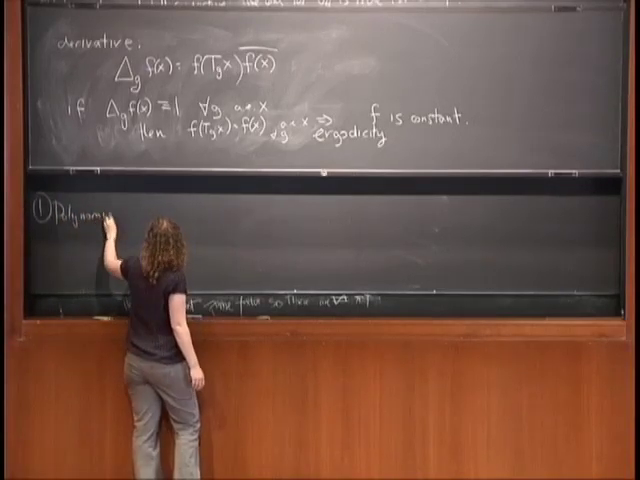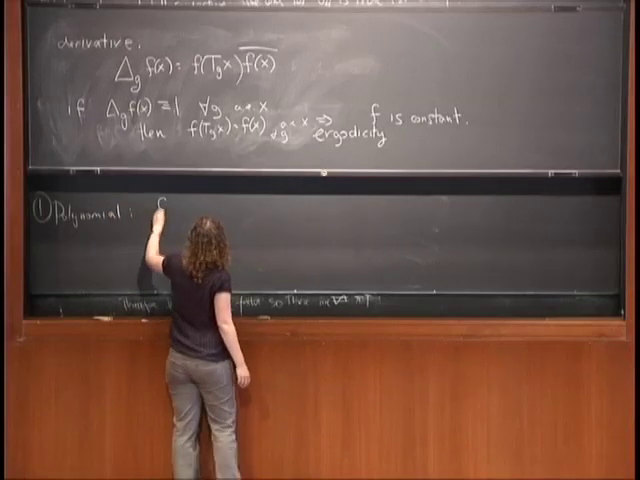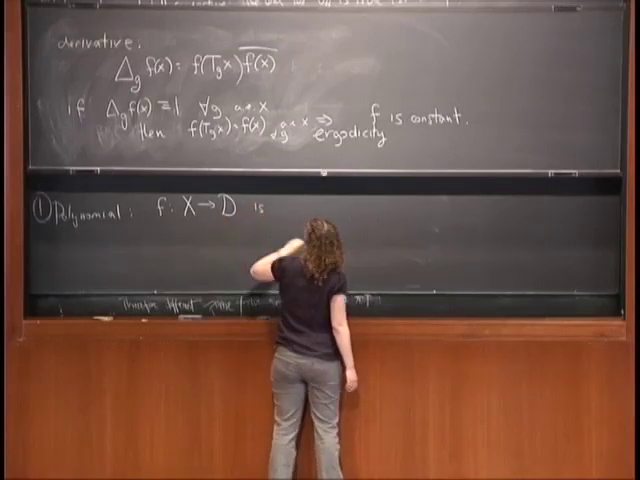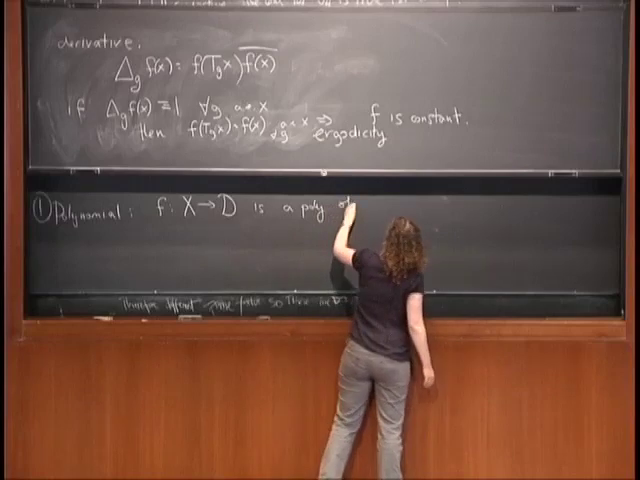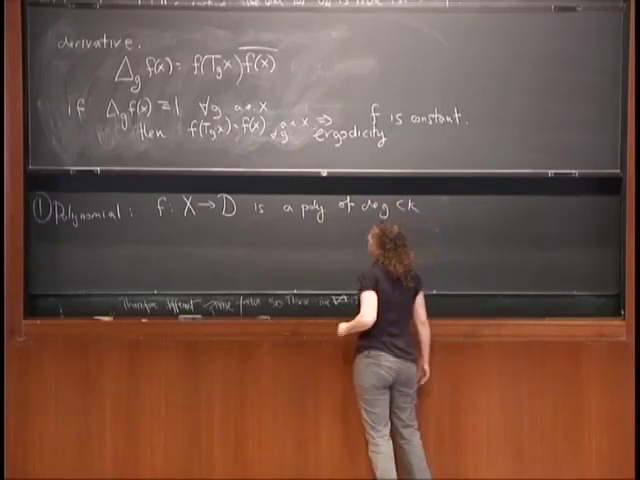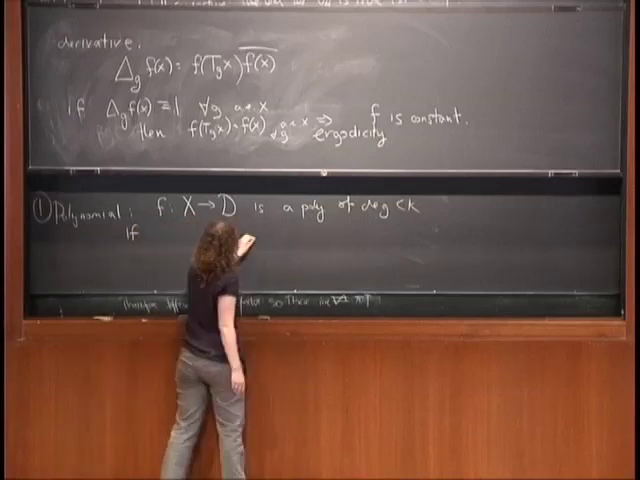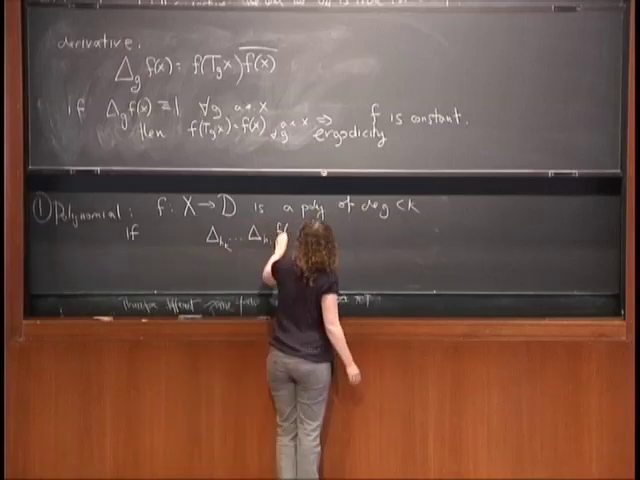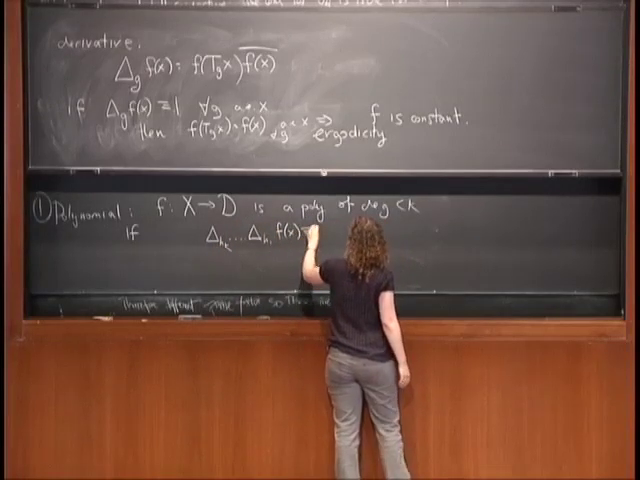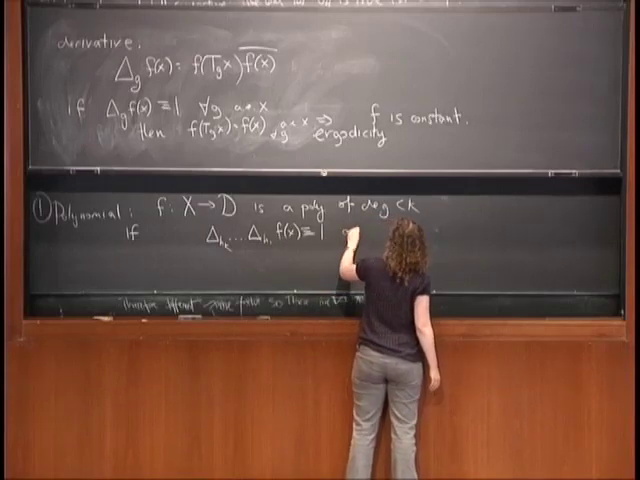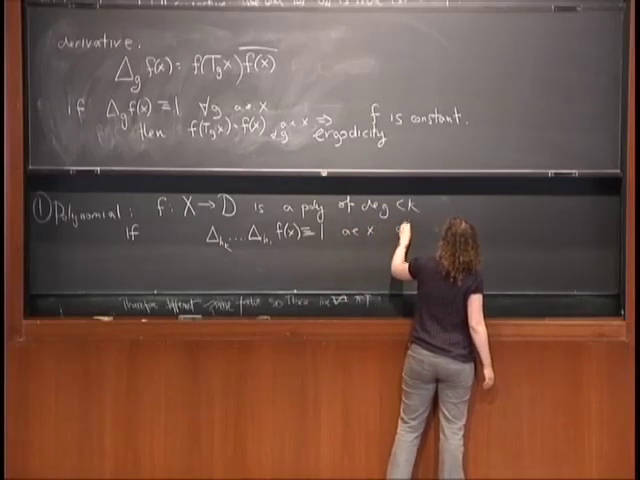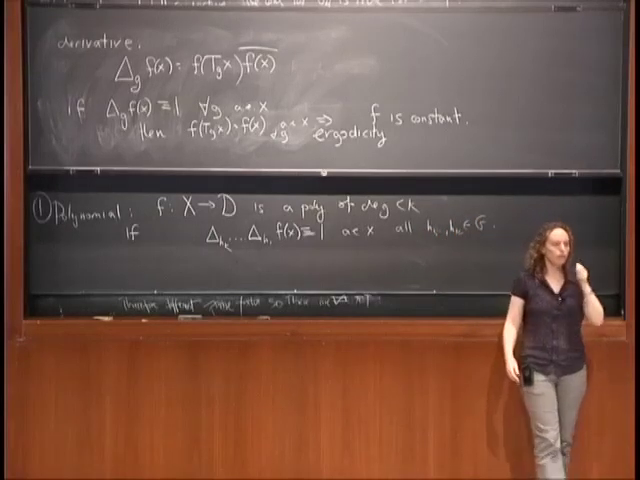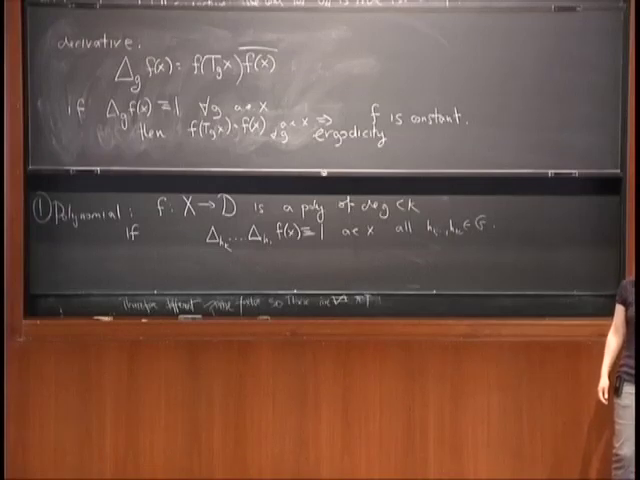Polynomial. Say that f, a measurable function from x to the unit disk, is a polynomial of degree smaller than k if delta h1, ..., delta hk f of x is equal to 1 for almost every x, for all k-tuples in G. Okay, so here is one very natural definition of polynomial.